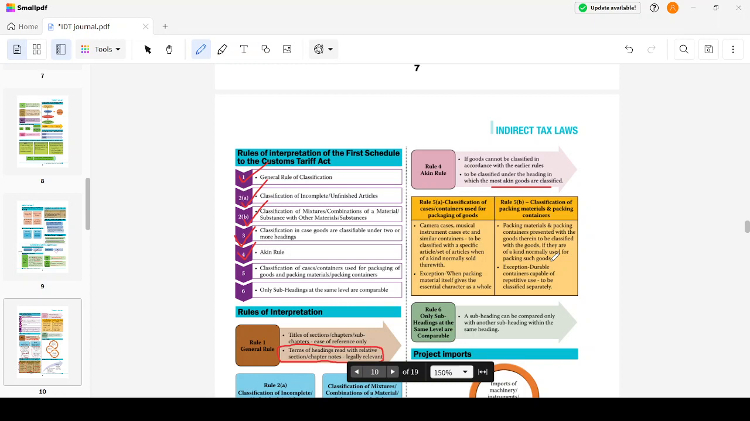Then rule 5, classification of cases or containers used for packaging of goods, and packing materials, packaging containers. So you have those boxes, right? What to say?